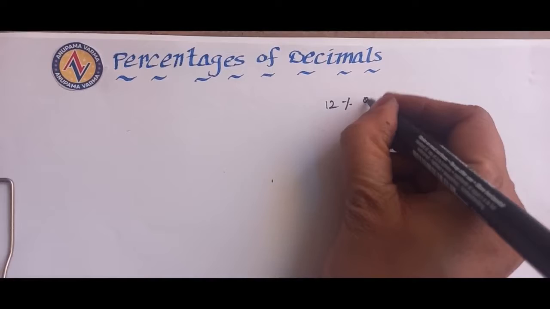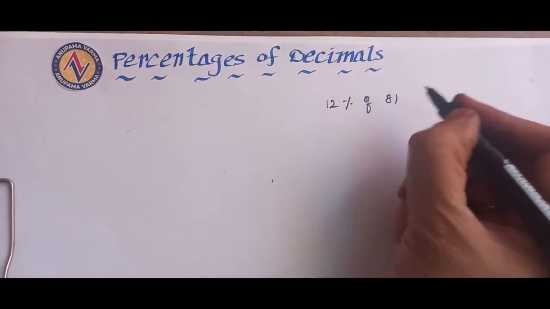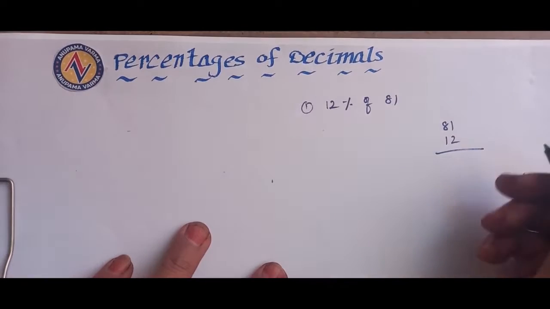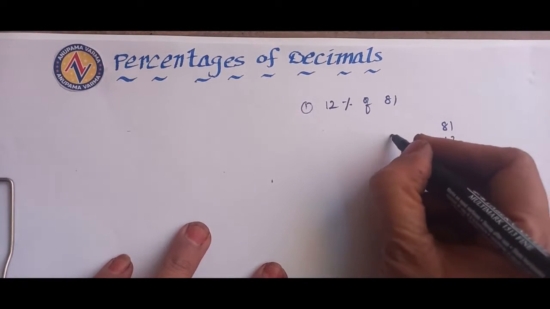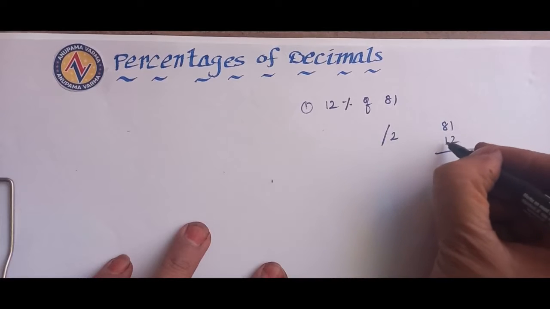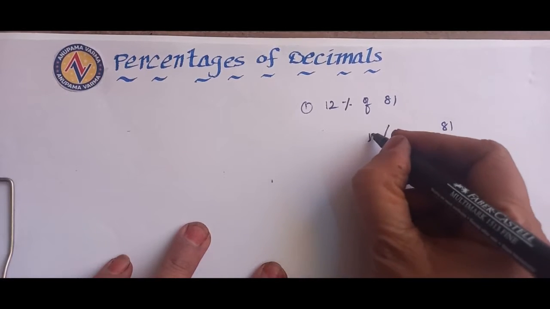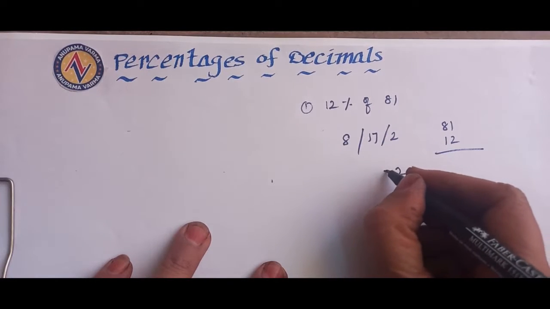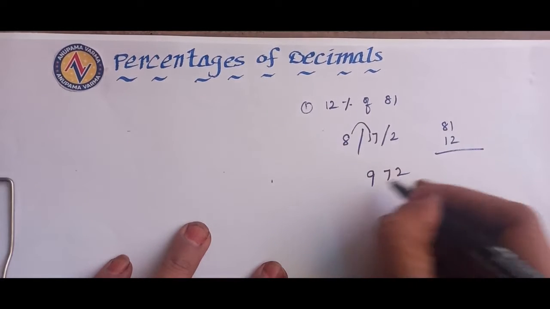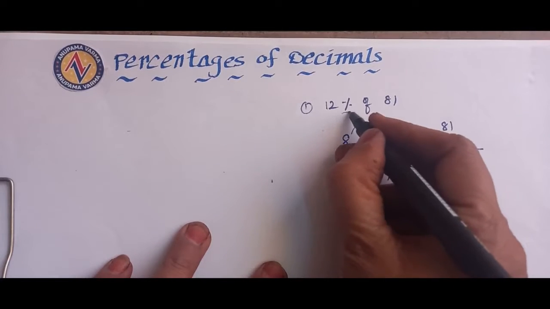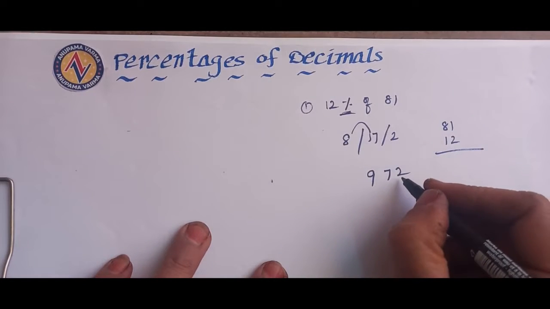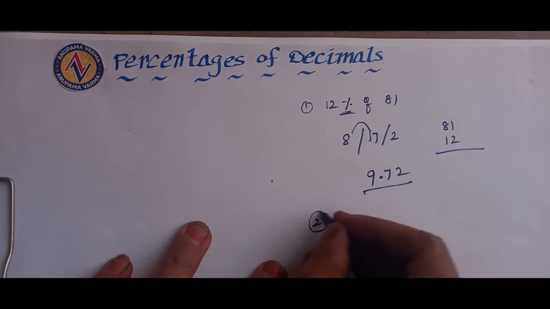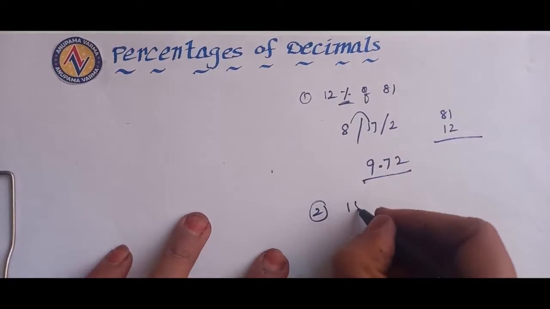12% of 81. Okay, first one. So how to do? 81 into 12, crisscross method. Multiplication 2 into 1 is 2. Keep a slash. 8 into 2 is 16 plus 1 into 1 is 1, 17. Next 1 into 8 is 8. So balance it, 2, 7. 1 will be carried over here, 9. So percent means by 100, I told you, no? So keep a point after 2 digits. 9.72 is the answer.